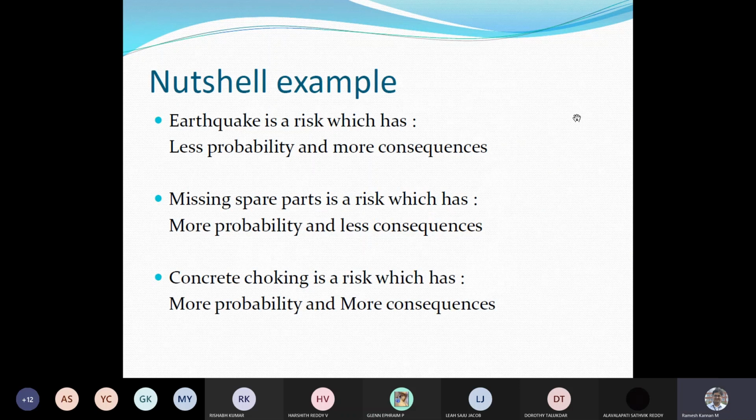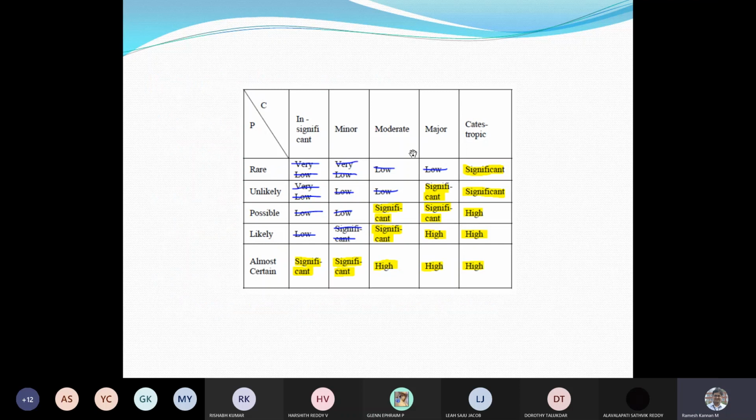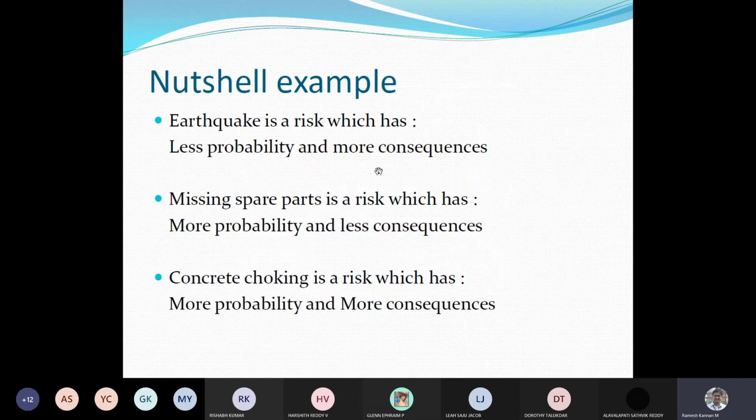Next, let's take a look at some examples I can give you. Earthquake is a risk which has less probability and more consequences. This is pretty much like rare and catastrophe, or unlikely and catastrophe, or unlikely and even major, something like that. You can talk about that. Then missing spare parts is a risk which has more probability and less consequences. You can always find spare parts from other nearby contingents or other assignments, right? So the probability of occurring is more but the consequences are less.